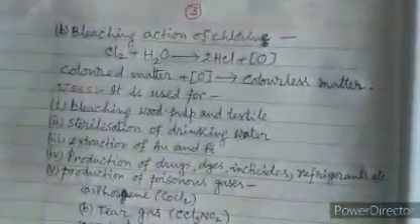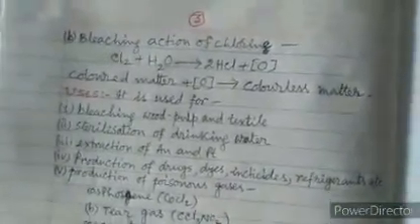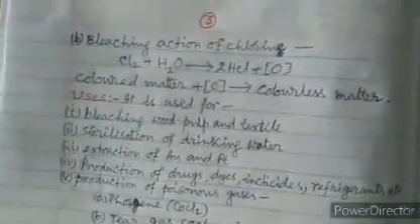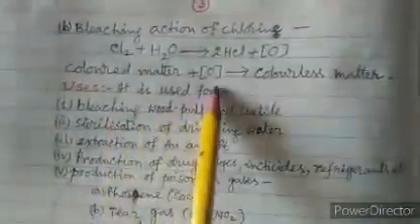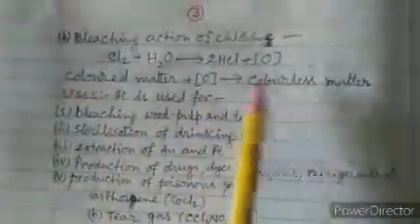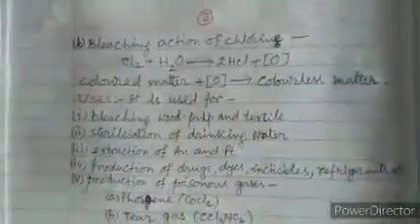Bleaching action of chlorine. Chlorine and water produce 2HCl plus nascent oxygen O. Colored matter plus nascent oxygen gives colorless matter, and this is the bleaching action of chlorine.